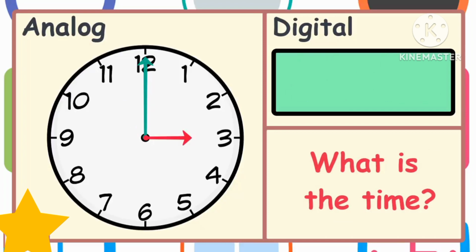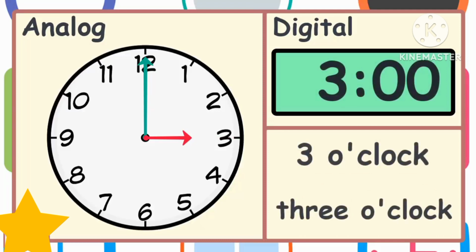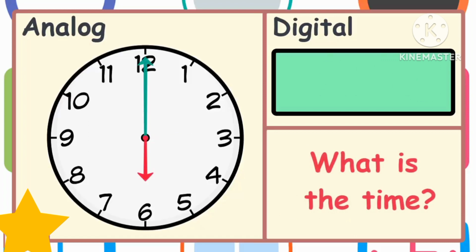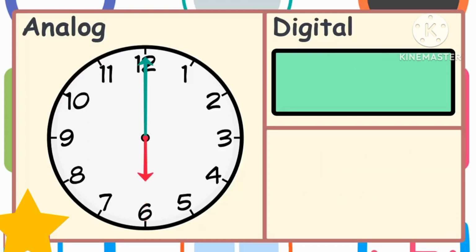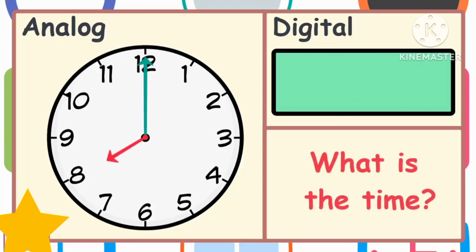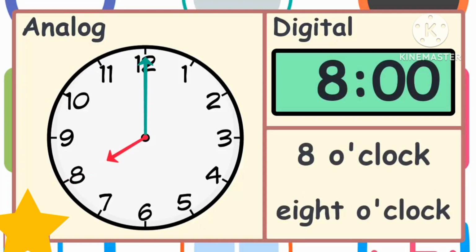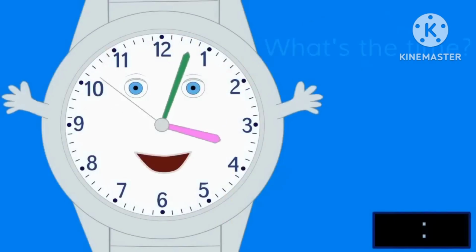Awesome, kids. What is the time? 3 o'clock. It's 3 o'clock. Amazing, kids. What is the time? It is 6 o'clock. Very good, very good. Now, what is the time? It is 8 o'clock.